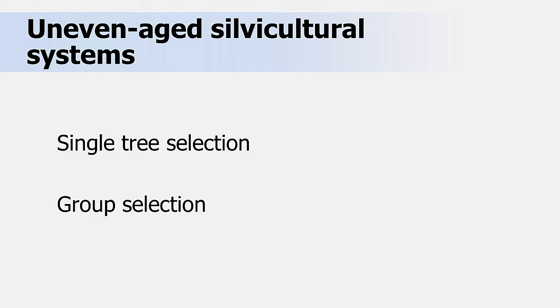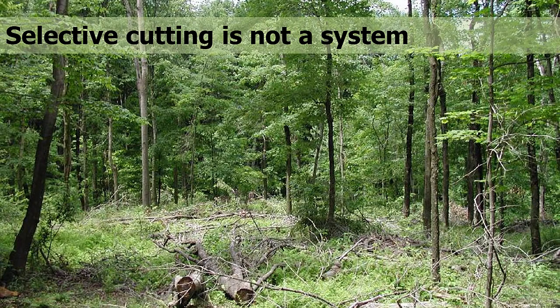There are two basic uneven age silvicultural systems, single tree selection and group selection. Be careful with these terms, as oftentimes people refer to selective or select cutting, confusing them with single tree and group selection. Selective cutting is not a system. Instead, it refers to a decision to select trees based on species, size, or quality without taking the entire forest system into account.